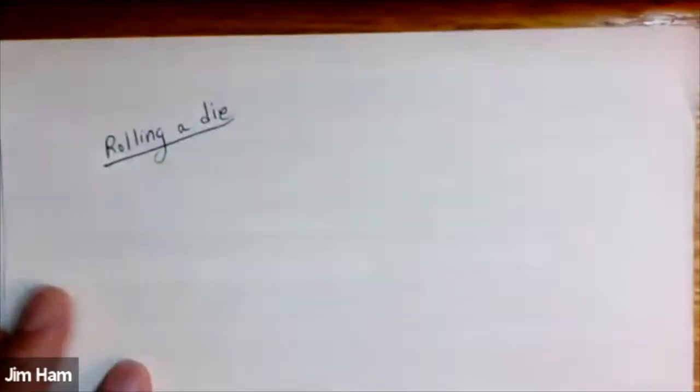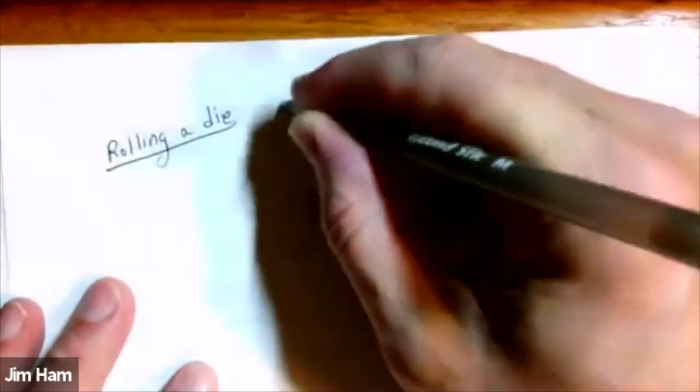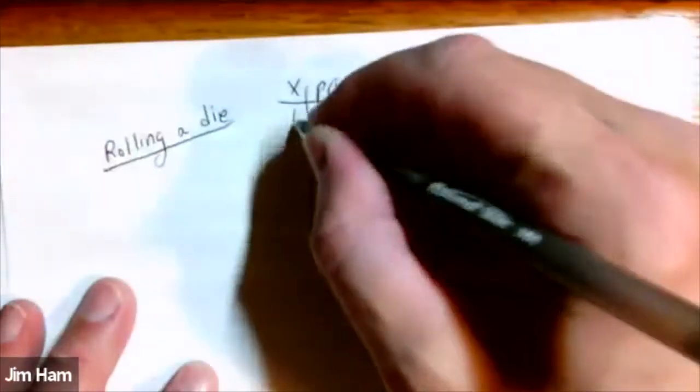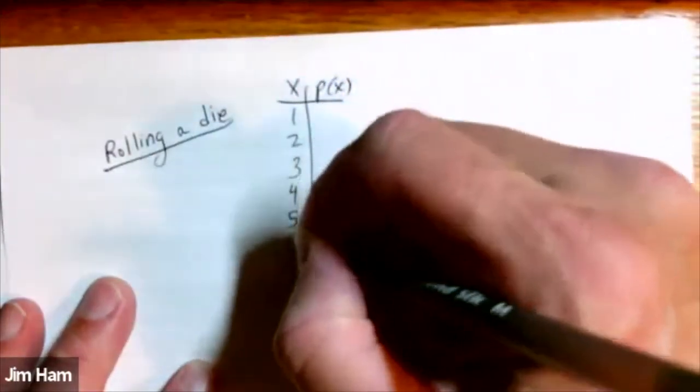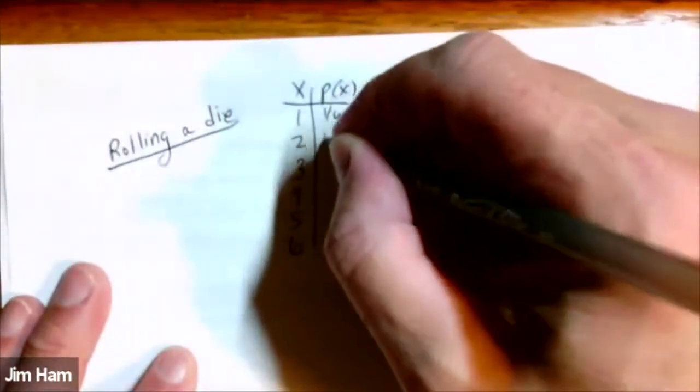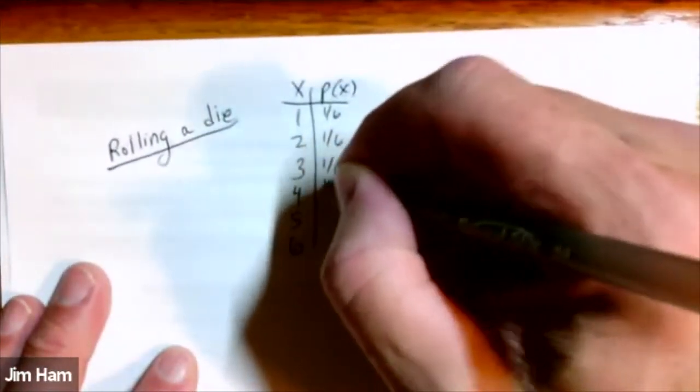So I'm going to take an example from something you're familiar with, and that might be rolling a die. Now, we know a lot about the probability distribution of rolling a die. If we just wrote the table, we would know that there would be 6 different possible rolls, and the probability of each one would be 1/6.